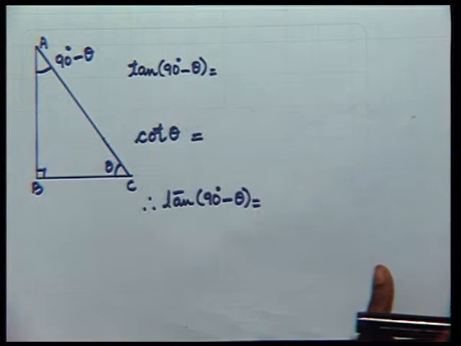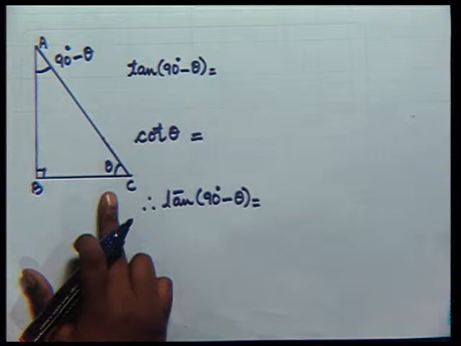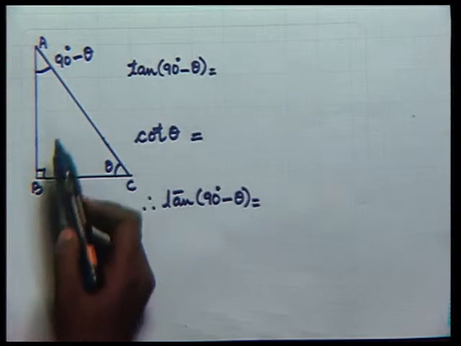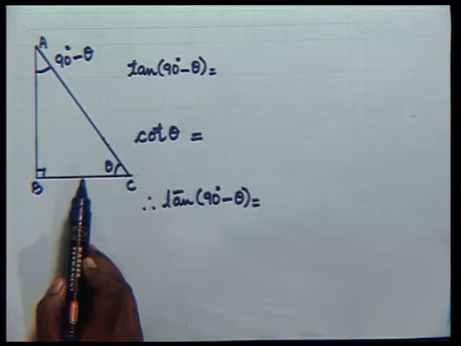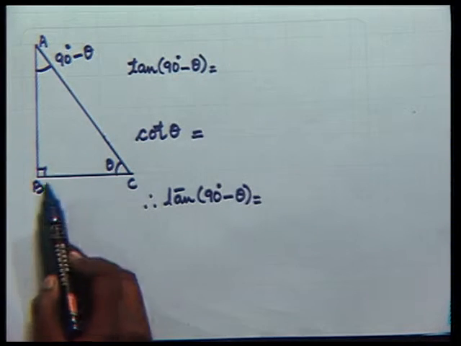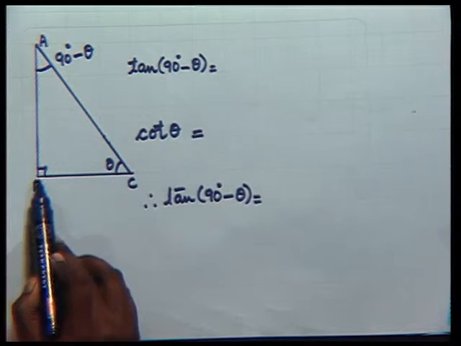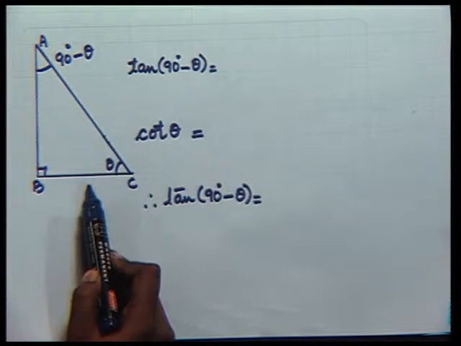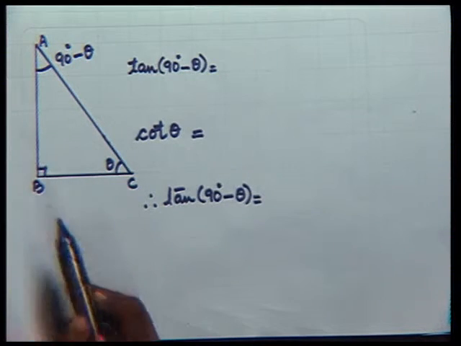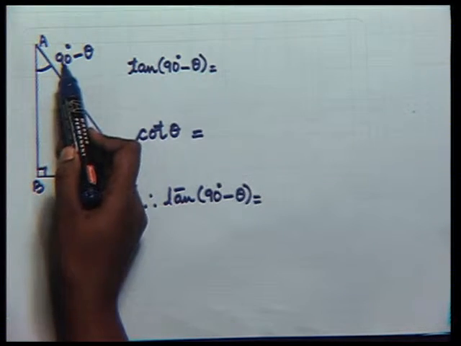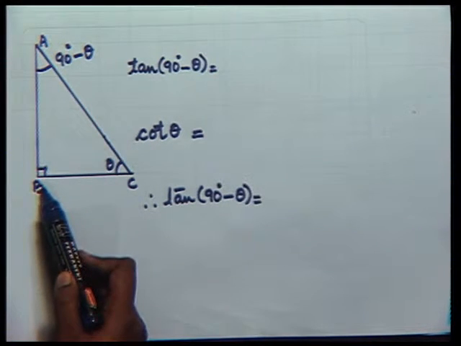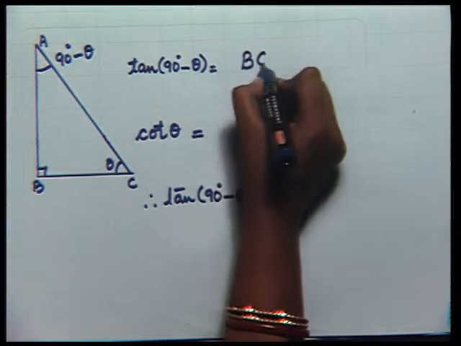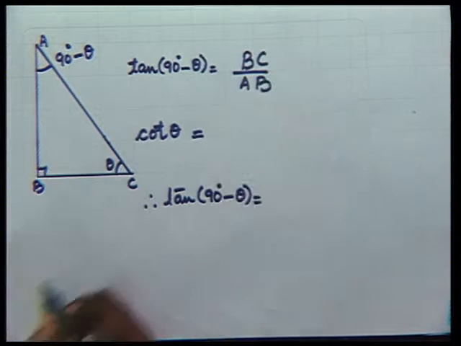Again let us consider the same triangle with same angles. Here what will be tan(90 degrees minus theta)? We know that tan(90 degrees minus theta) is equal to the side opposite to the angle, which in this case becomes BC, because we are considering this angle 90 degrees minus theta, upon the adjacent side. So, if this is the angle in consideration, then the adjacent side becomes the side AB. So, tan(90 degrees minus theta) is equal to BC upon AB.